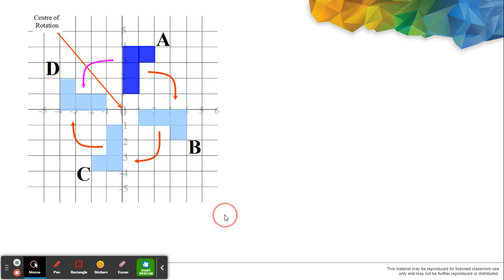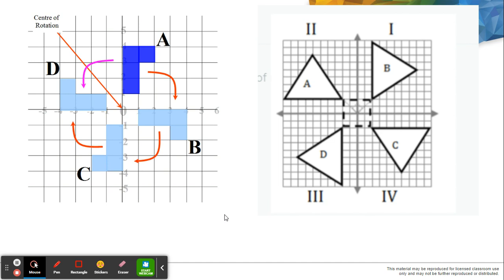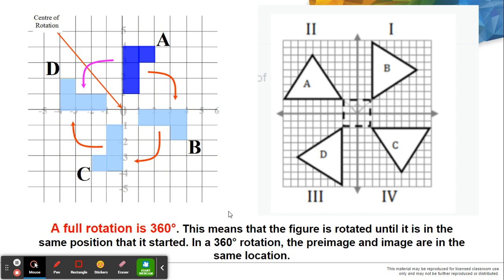Okay, another example will be this one. As you can see, we have our pre-image A here, and you could rotate that one counterclockwise and clockwise as well. So we have D, C, and B as our rotated images. And remember I told you a while ago, a full rotation is 360 degrees, which means the figure is rotated until it is in the same position that it started. The pre-image and image will be in the same location. So basically, that's how a rotation looks.